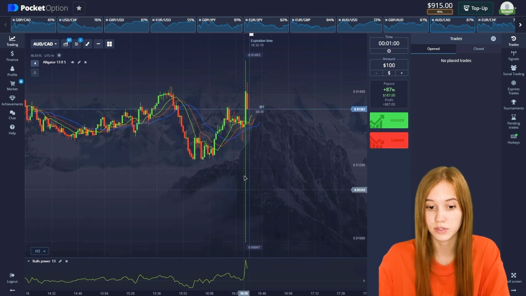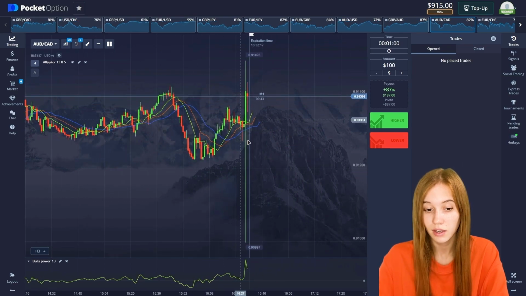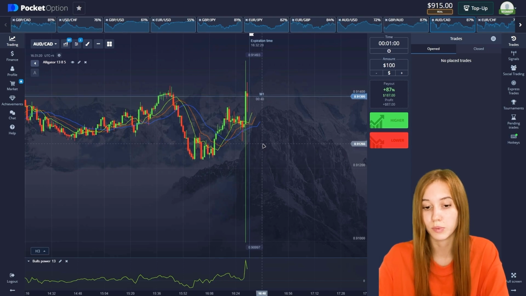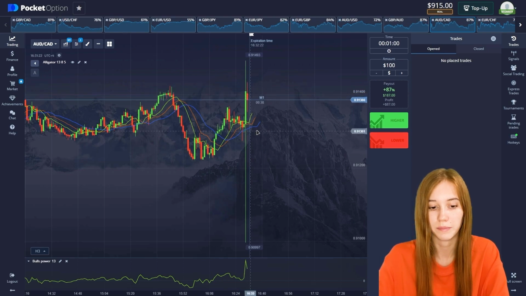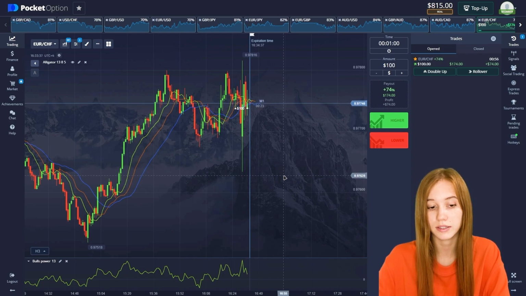Oh, this is the first time I've seen such a candle. You see, there was a strong drawdown and a sharp pullback. Let's move on to the next concept. Let's open up and start our technical analysis.